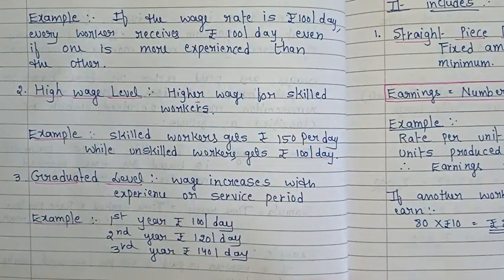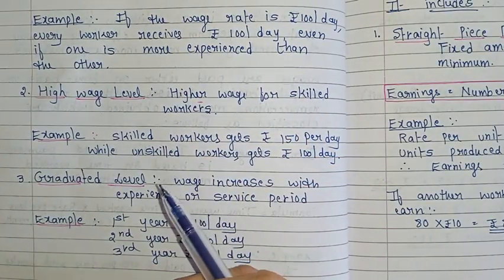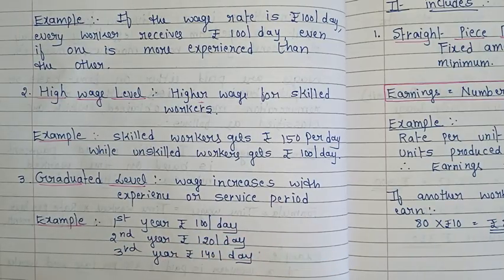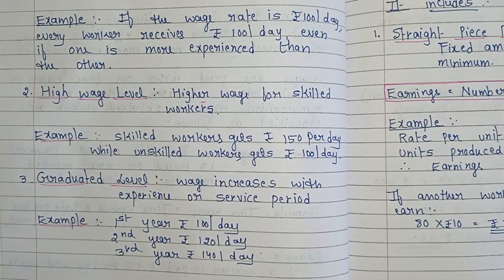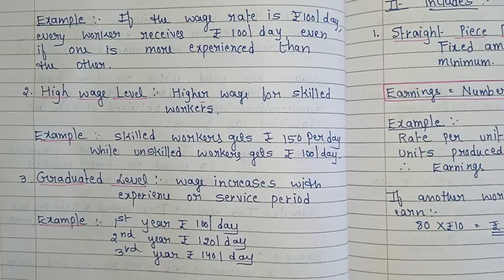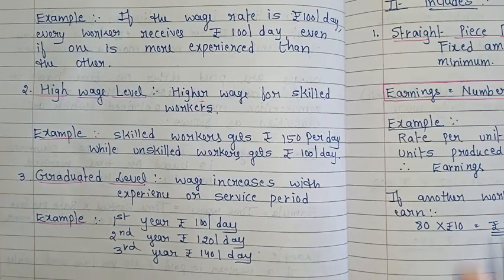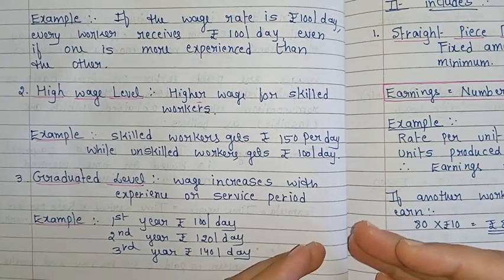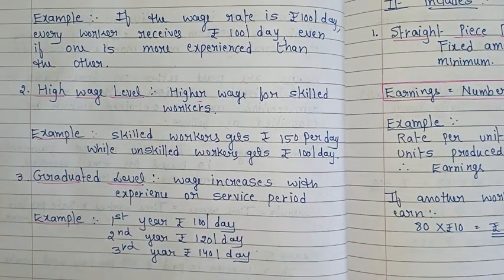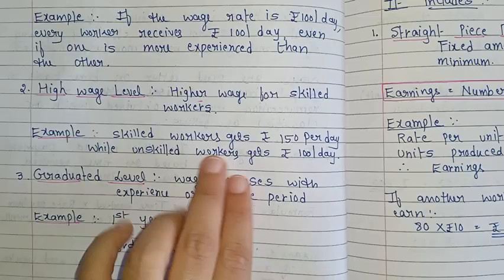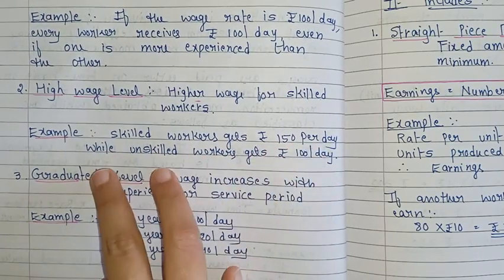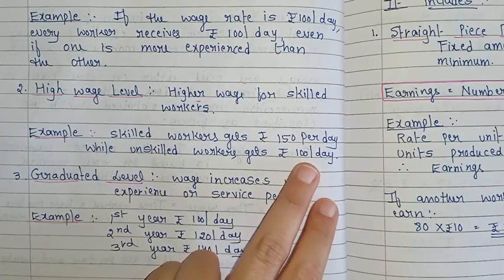In ordinary level, fixed rate for all workers. Whether one employee is experienced and another employee is not experienced, for him also the same fixed rate. The same rate is applicable to experienced and non-experienced workers. But in high wage level, higher wage for skilled workers means workers are paid higher rates to attract or retain skilled, experienced or efficient workers. Clear? For example, skilled workers get rupees 150 per day while unskilled workers get rupees 100 per day.